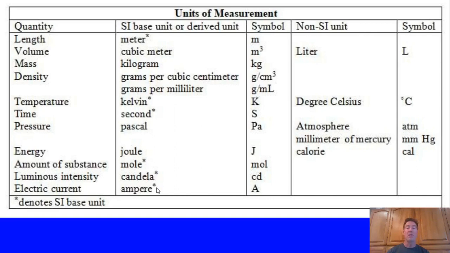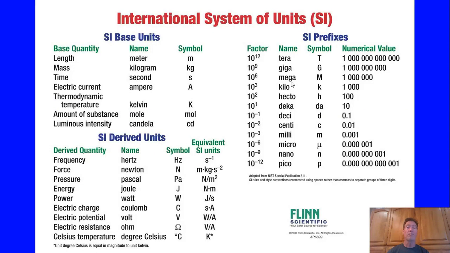And the ones that don't have the base units, those are either non-SI units, like the liter, which we still use in chemistry. Particularly, we use the milliliter, so 1,000th of a liter. Degrees Celsius we also use, even though it's a non-SI unit, because that is just more common. Atmosphere we use, millimeters of mercury, calorie, and so on. So there's several non-SI units that we still use in science, even though they're not, strictly speaking, part of the metric system.